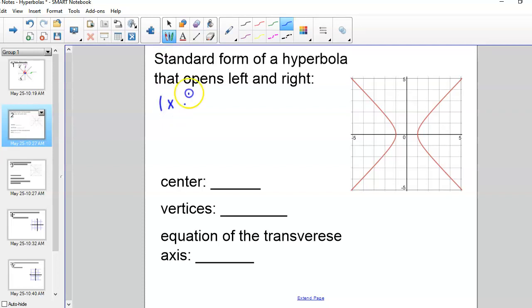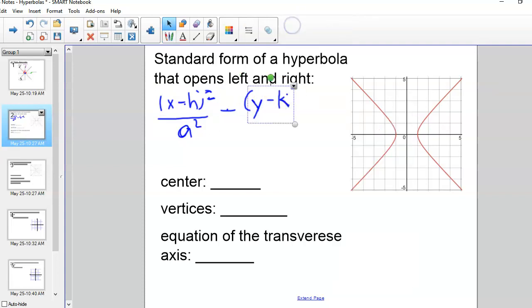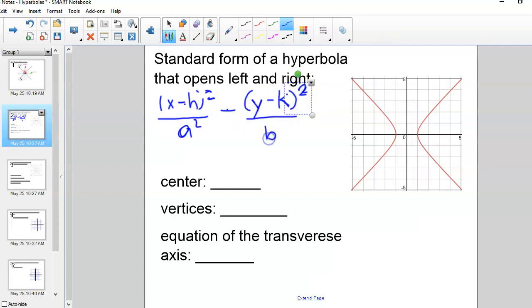x minus h squared over a squared minus y minus k squared over b squared equals 1. Good gracious, this is so heavy.